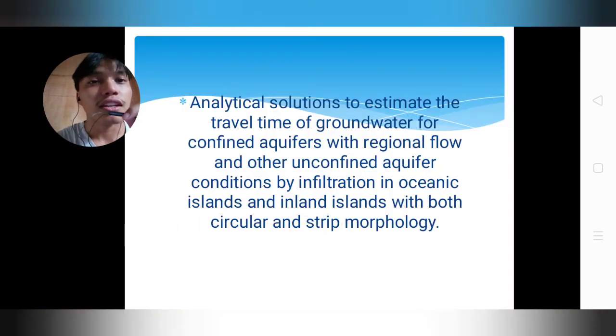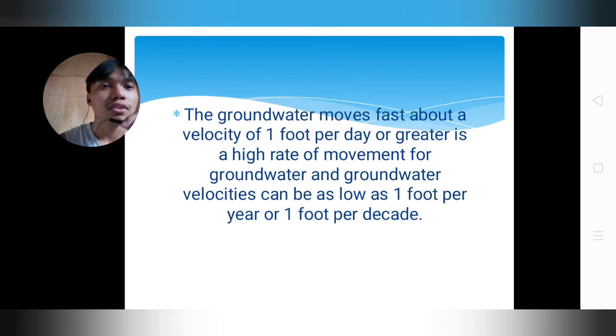Analytical solutions exist to estimate the travel time of groundwater for confined aquifers with regional flow, and for unconfined aquifer conditions with infiltration in oceanic islands and inland islands with both circular and strip morphology. Groundwater moving at a velocity of about 1 foot per day or greater is a high rate of movement for groundwater, and groundwater velocities can be as low as 1 foot per year or 1 foot per decade.